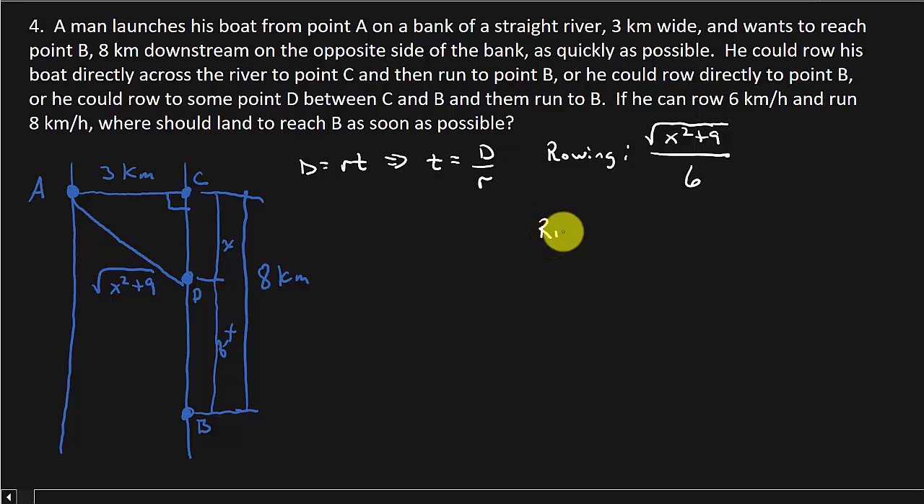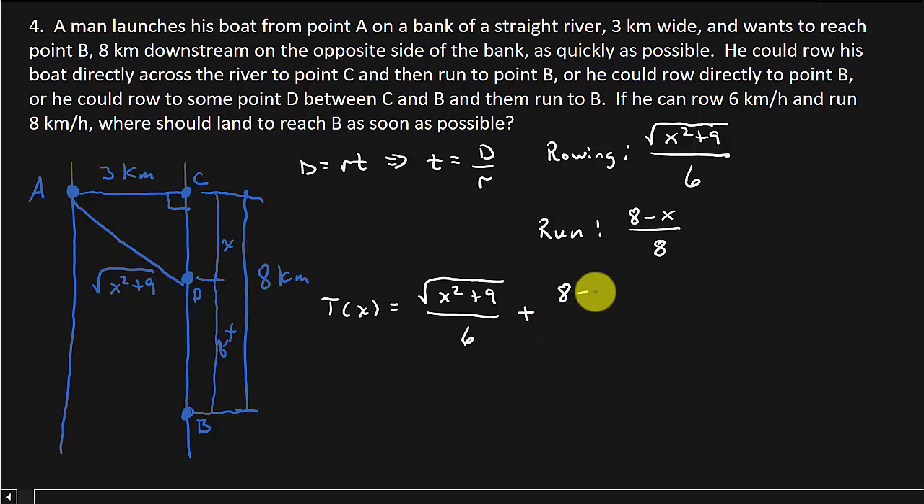Now, what about running? How long will it take him to run? Well, what's the distance he has to run? That would be 8 minus x over the rate that he runs. Well, he runs 8 kilometers per hour. So this is the time it takes him to row. This is the time it takes him to run. So we need that total time. So we'll call that t of x is equal to the square root of x squared plus 9 over 6 plus 8 minus x over 8.